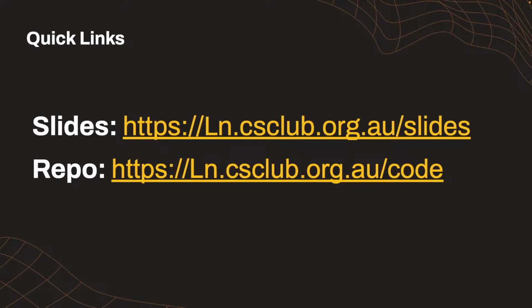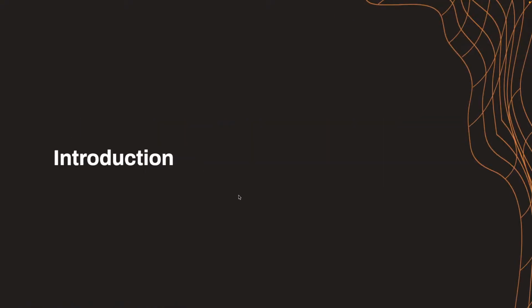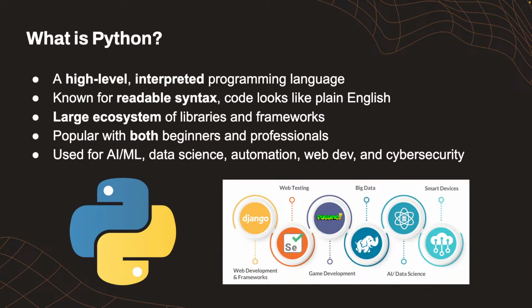So hopefully you have had enough time to open those links up. So we'll continue with the content. Just starting off, what is Python? Python is basically a high-level interpreted programming language, and it's mainly famous and well known for its readable syntax, mainly because the code looks like plain English. It has different uses in AI and machine learning workflows, as well as data science, automation, web dev, and cybersecurity. So basically anyone can use it, and it's quite popular.